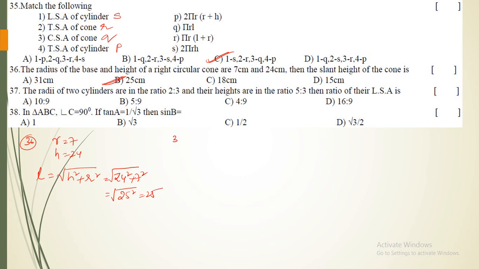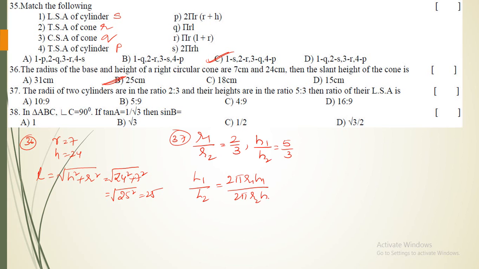answer. Next, 37. So what has he given? The radii of two cylinders are in the ratio 2:3. That means R1 by R2 is equal to 2/3. Next, if their heights are in the ratio 5:3, so H1 by H2 is equal to 5/3. Then the ratio of their lateral surface areas. So lateral surface area 1 by lateral surface area 2. So LSAs are nothing but given by 2 pi R1 H1 by 2 pi R2 H2. So here 2 pi I can cancel out. R1 by R2 is nothing but 2/3 into H1 by H2 is 5/3. So this becomes 10/9. So 10/9 is nothing but 10:9.